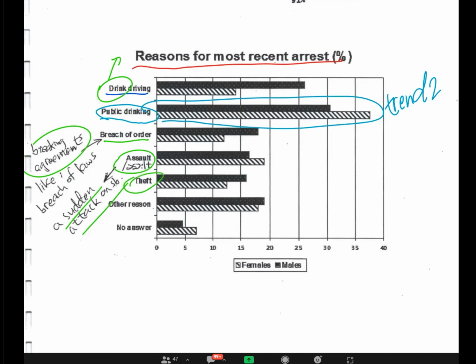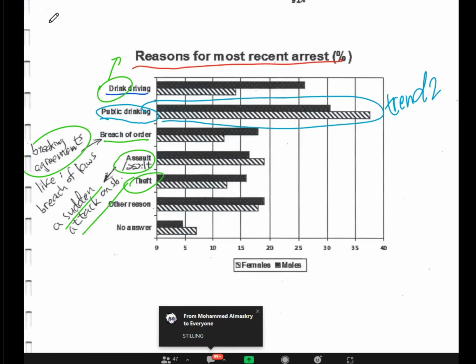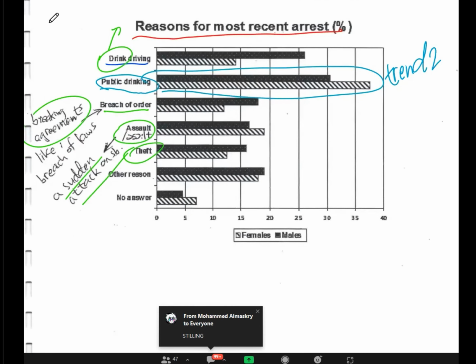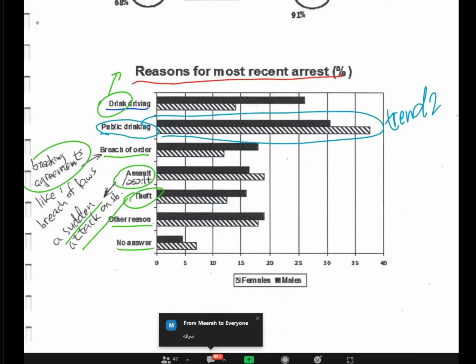Theft. What is theft? Stealing. So the police will arrest people if they steal. There are other reasons for the arrest and no answer. See?